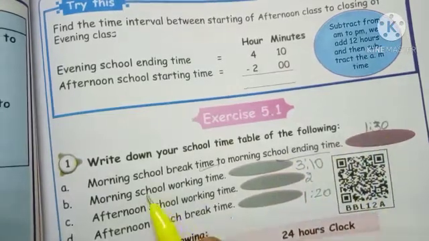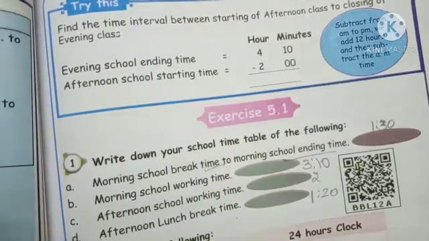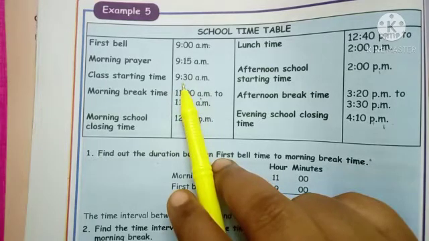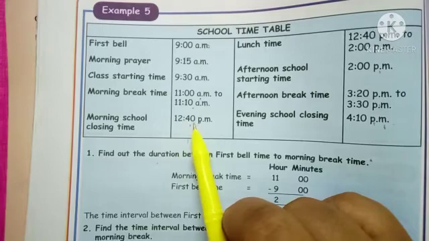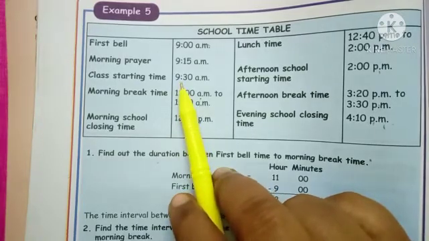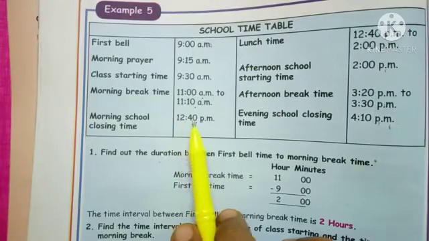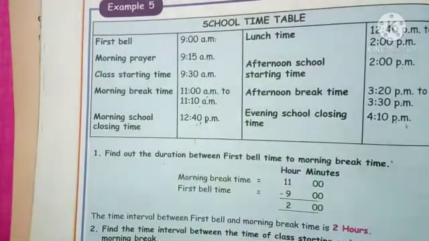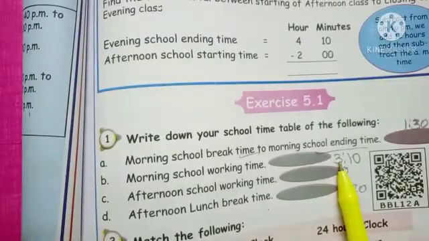Then next one, school working time. Starting time is 9:30. Morning close time is 12:40. So in between that time, 9:30, 10:30, 11:30, after 12:30, 12:30 after 10 minutes is here. So 3 hours 10 minutes. So morning school working time is 3 hours 10 minutes.